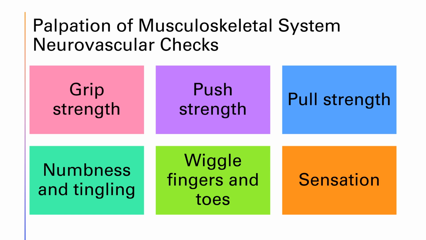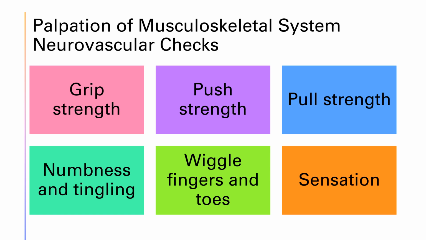When we check grips, pushes, and pulls, we are checking both extremities at the same time. So we have them squeeze both hands at once, push both arms at once, pull both arms at once. This way you can see if both sides are equally strong. Same with the lower extremities. If a patient doesn't have the same strength in both sides, something is wrong.